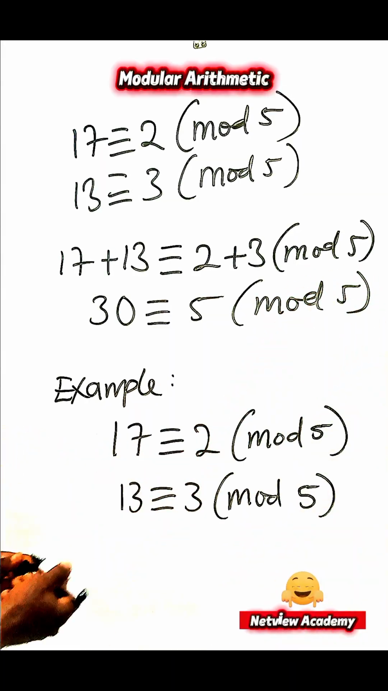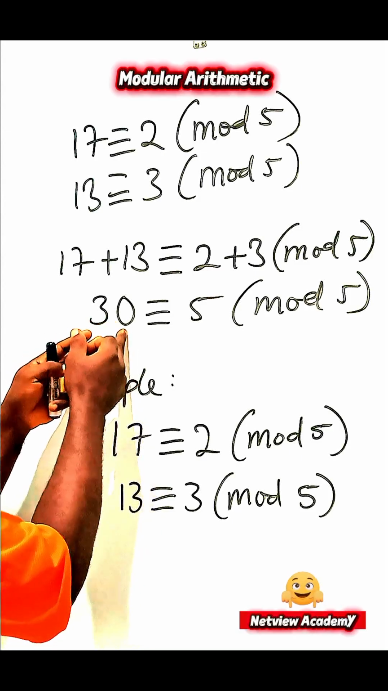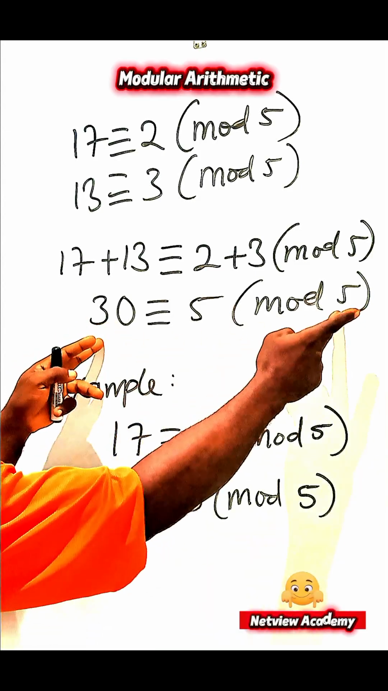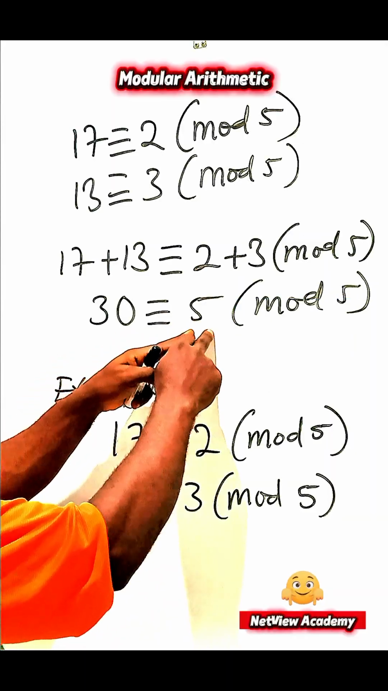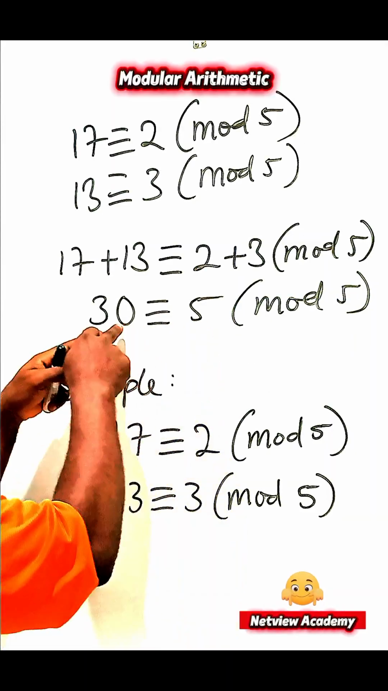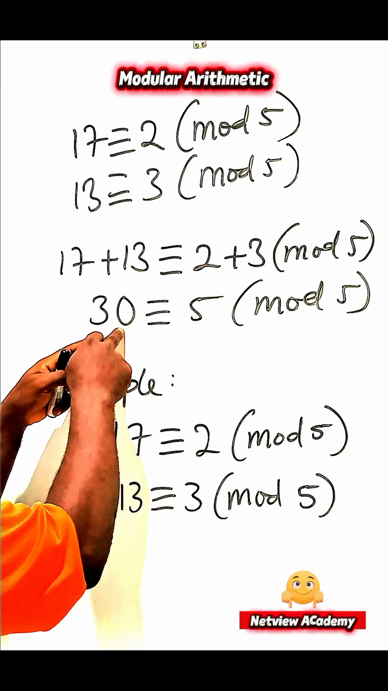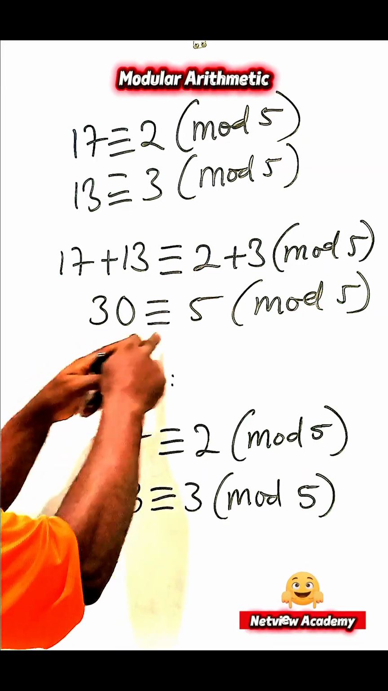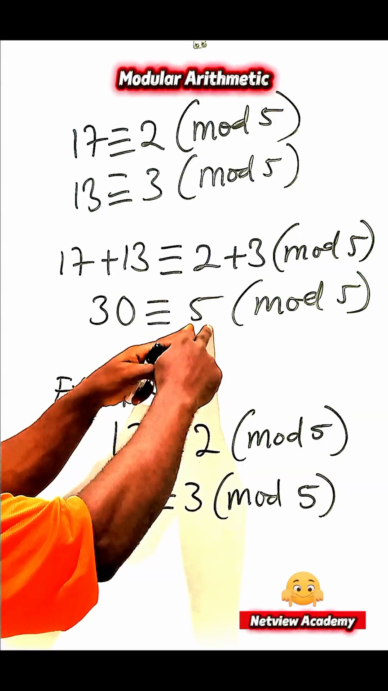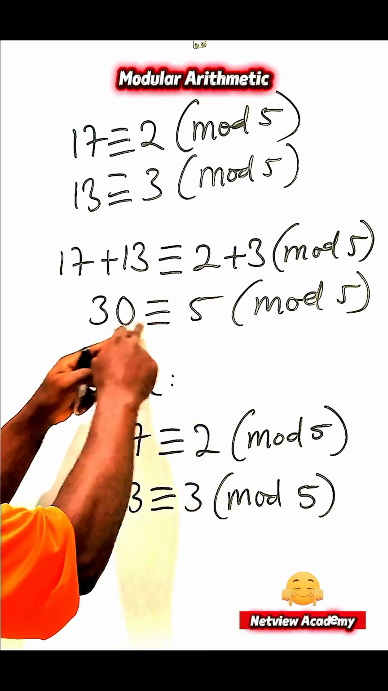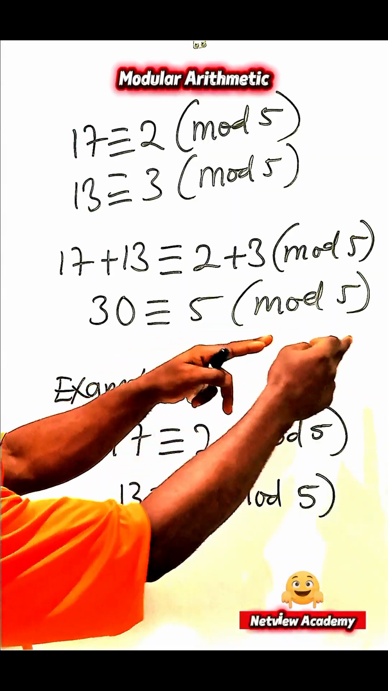This means that 30 when divided by 5, the remainder is the same as when 5 is divided by 5. So 30 divided by 5 is 6. The remainder is 0. 5 divided by 5 is 1. The remainder is 0. Therefore, 30 is congruent to 5 modulus 5.